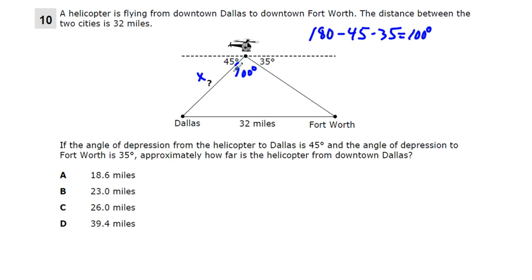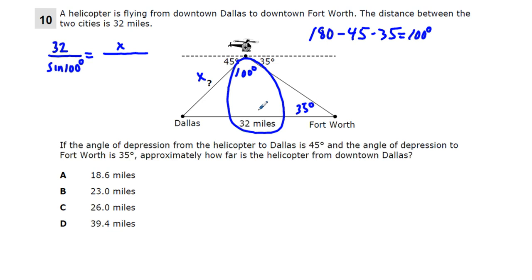And then with that, we have a known side opposite a known angle. So we're going to have 32 opposite sine of 100 degrees is going to be this distance x over the sine of this angle. We're not given this angle, but we should know from the transversal, if this is 35 degrees up here, then this is going to be 35 degrees down here.